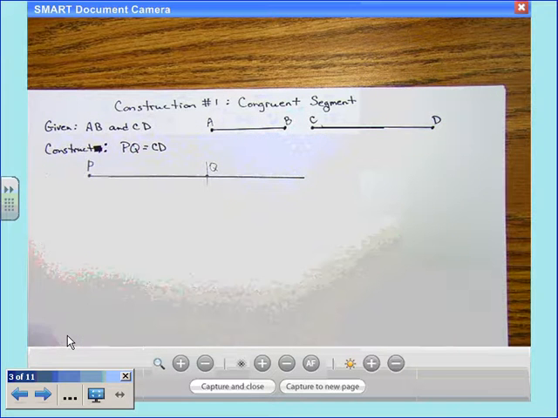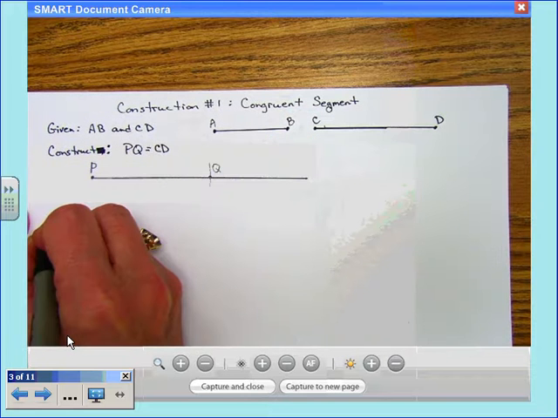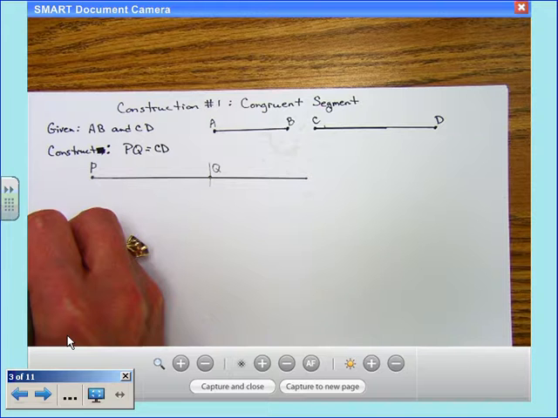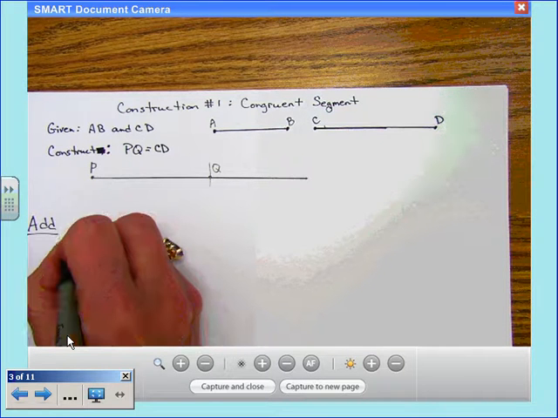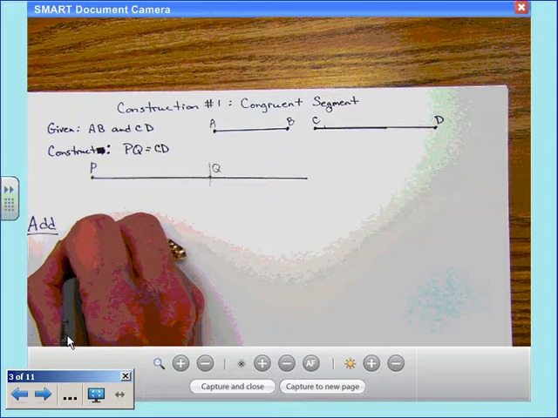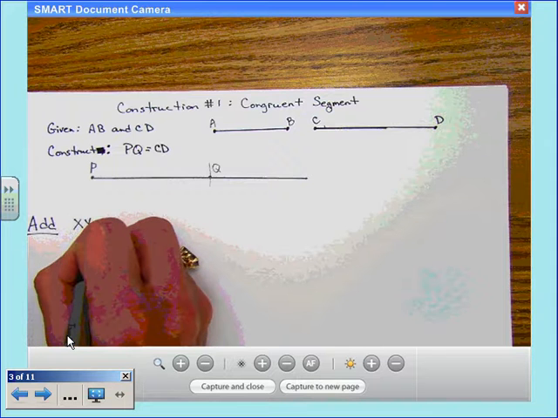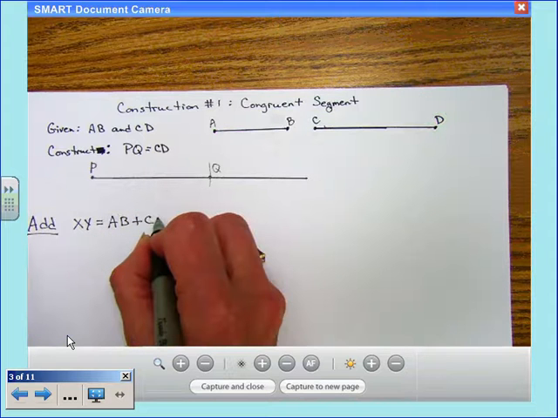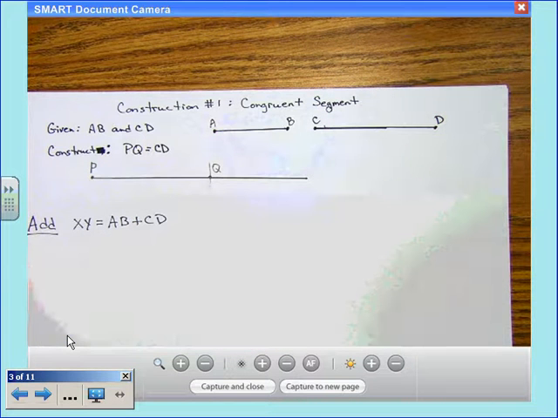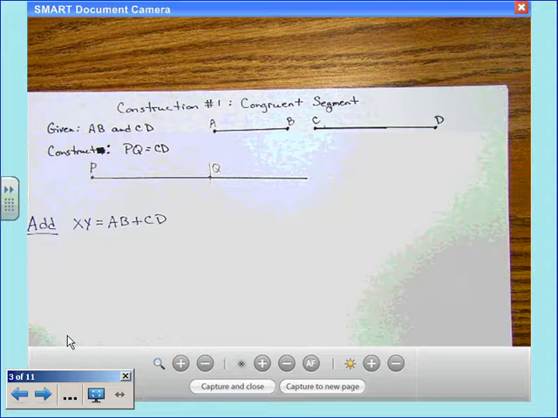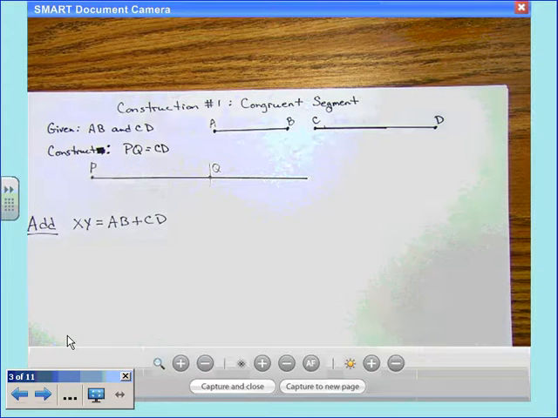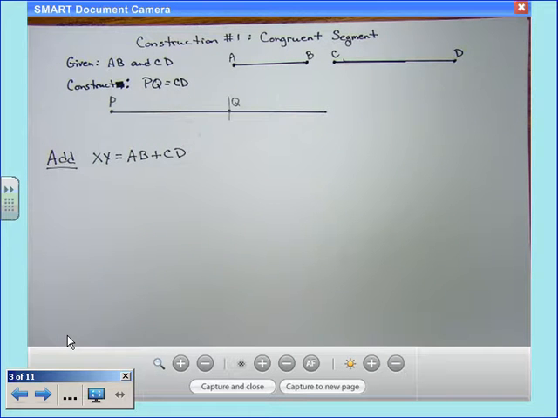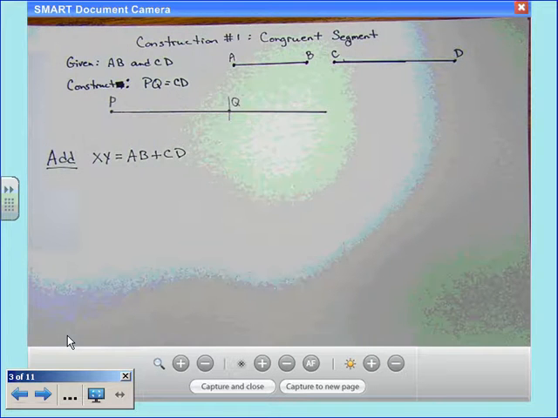The next thing we want to do is to add segments. So let's write add. We want to construct XY to equal AB plus CD. AB plus CD. We're going to make a new segment. This new segment is going to be the length of AB plus the length of CD.